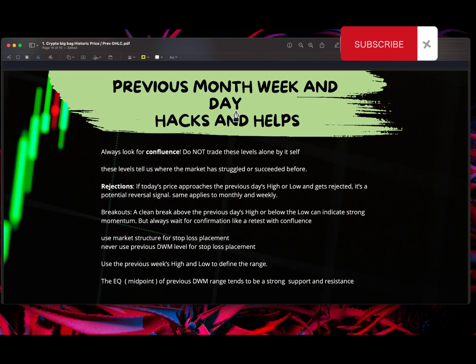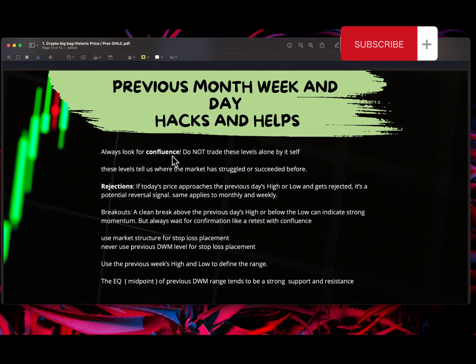When you're trading these levels, you always want to look for confluence. Do not trade these levels alone by themselves. You can use other tools. I'm going to teach you other tools like Fibonacci, VWAP, fixed range. We also always want to use all of these tools in combination. We don't want to trade this alone. You don't want to trade these historic levels alone.